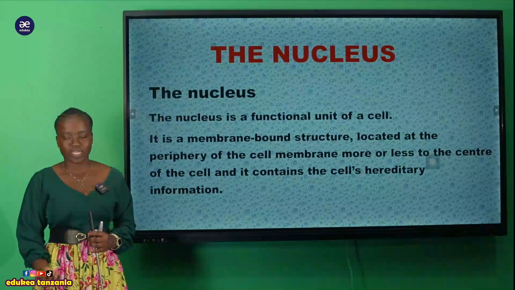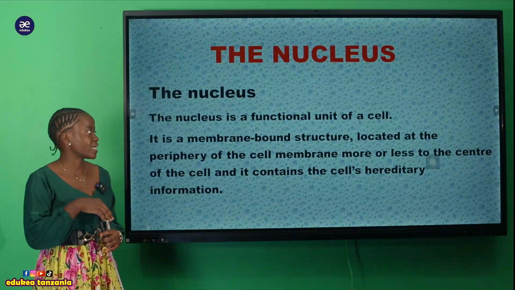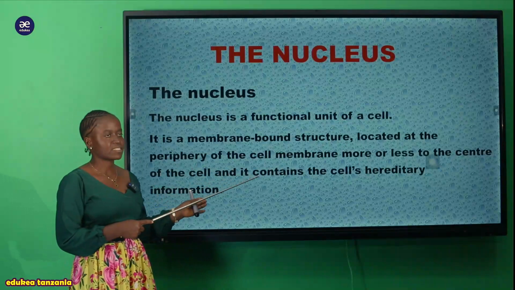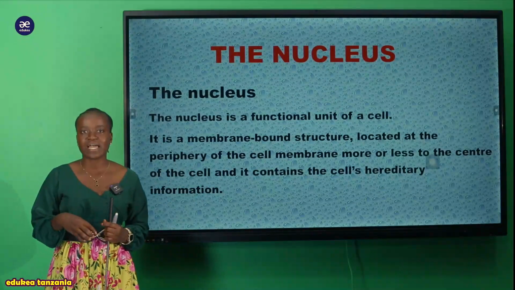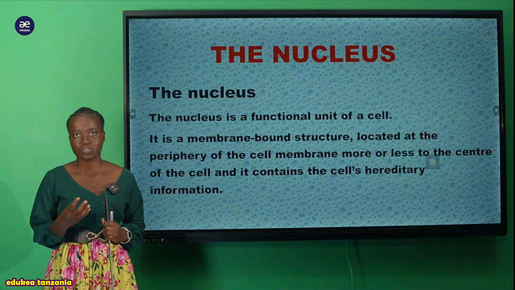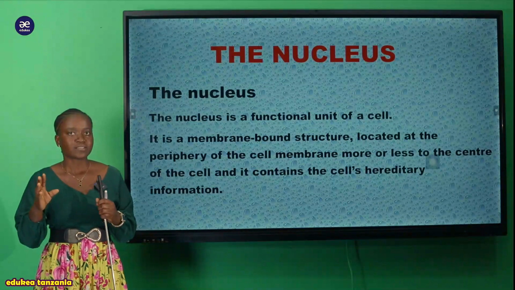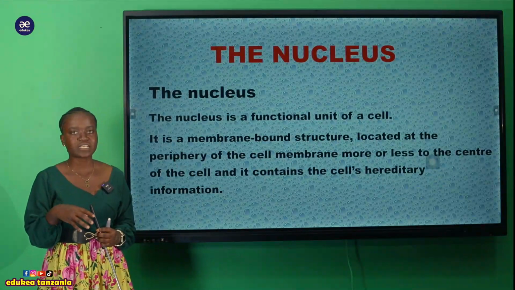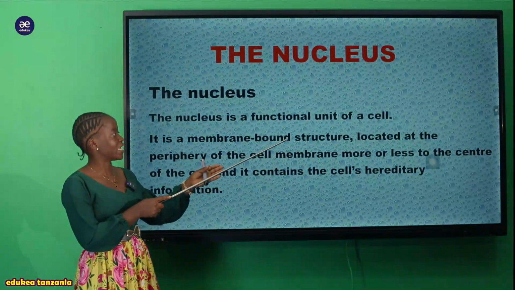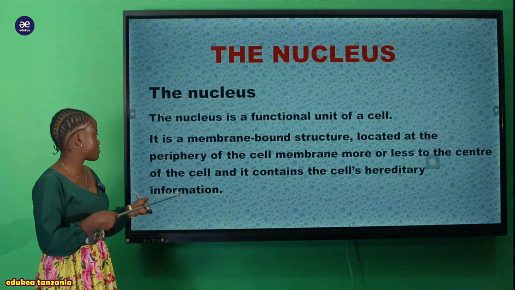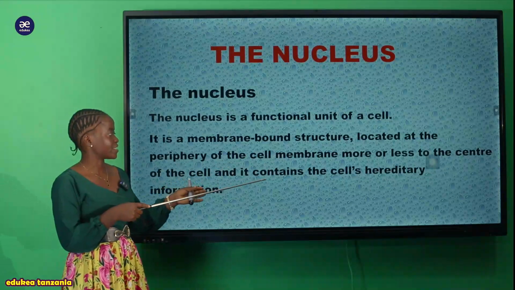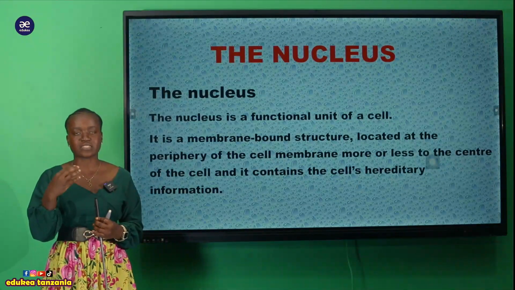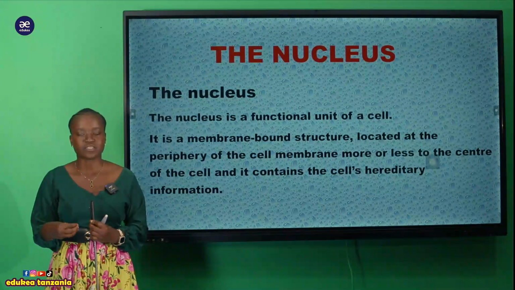But where is it located? So this nucleus, we can simply say that it is located peripheral at the membrane. Tunasema kwamba haina constant location hii nucleus. Unaweza ukaona baadhi ya kwenye seli unakuta ipo kwenye peripheral center of the cytoplasm, or inaweza ikawa more or less at the center. And it contains the cell's hereditary information. So that's all about the introduction of this nucleus.